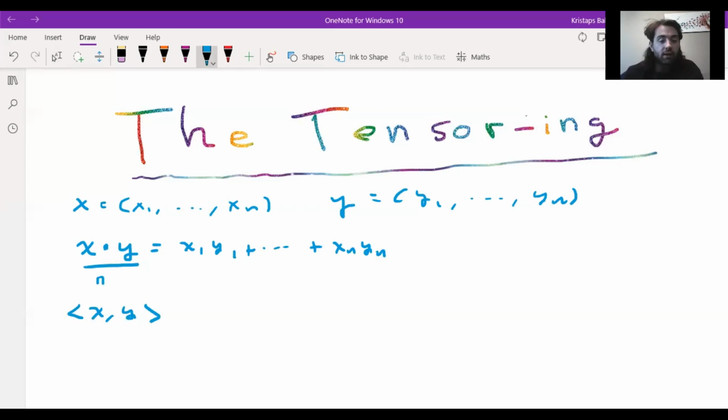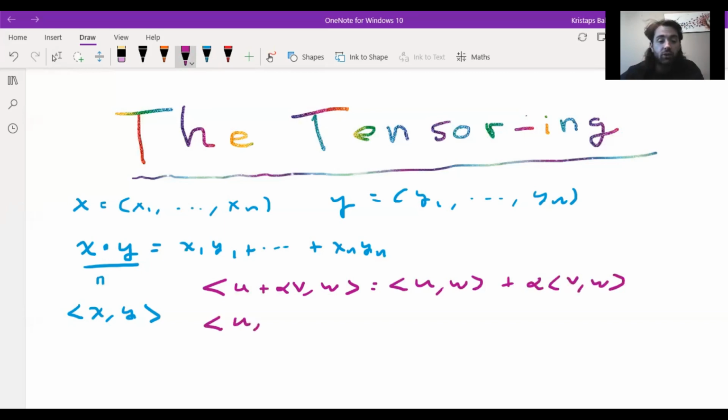Let's say we had vectors u, v, and w and some scalar alpha. If we had the inner product of u plus alpha v with w, then this is actually equal to the inner product of u and w plus alpha times the inner product of v and w. And the same thing happens in the second entry. If we had u and v plus alpha w, then this would work out to be the inner product of u and v plus alpha times the inner product of u and w.